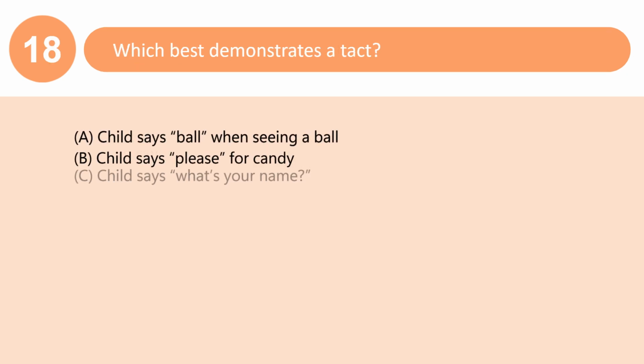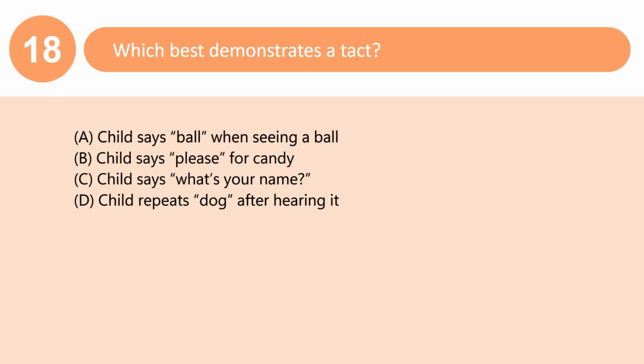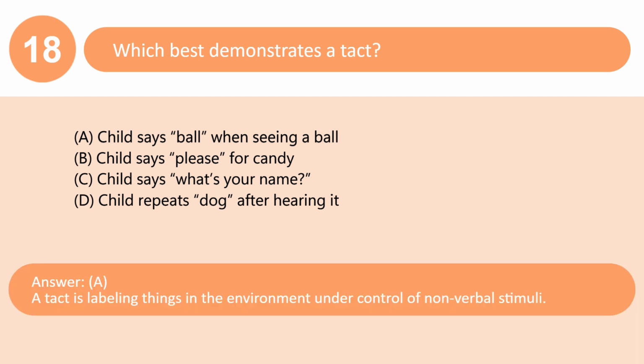Which best demonstrates a tact? A. Child says ball when seeing a ball. B. Child says please for candy. C. Child says what's your name? D. Child repeats dog after hearing it. Answer A. A tact is labeling things in the environment under control of nonverbal stimuli.